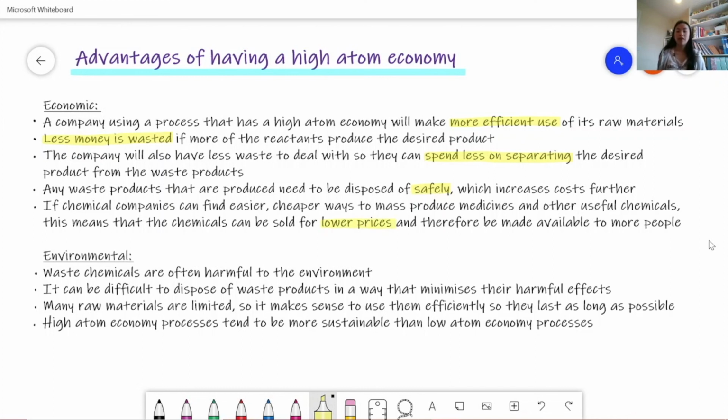And now looking at some environmental advantages, we have that waste chemicals are often harmful to the environment. And because if we have a high atom economy, then we produce less waste. And so we'll be doing less harm to the environment. And it can also be difficult to dispose of waste products in a way that minimizes their harmful effects. Many raw materials are limited, and so it makes sense to use them efficiently so they last as long as possible. And high atom economy processes tend to be more sustainable than low, because we use these raw materials for a lot longer before they run out.